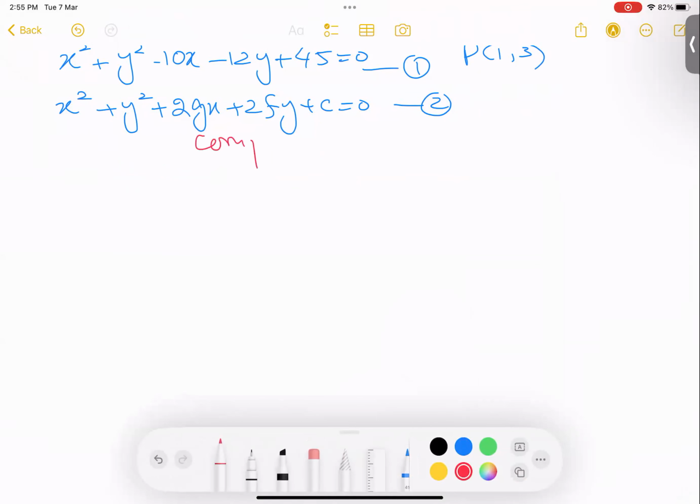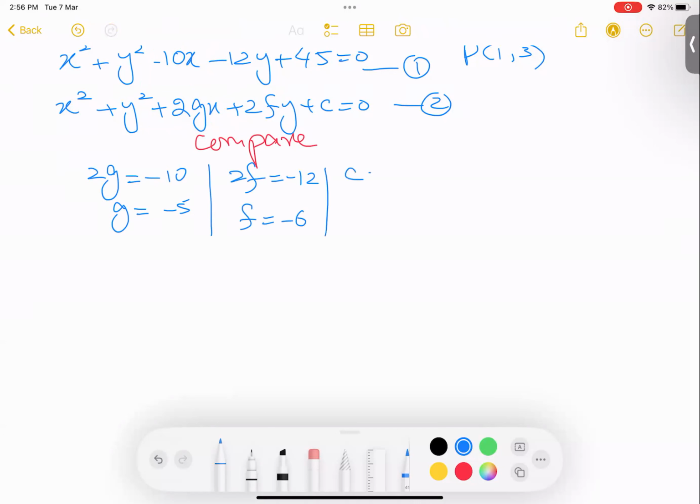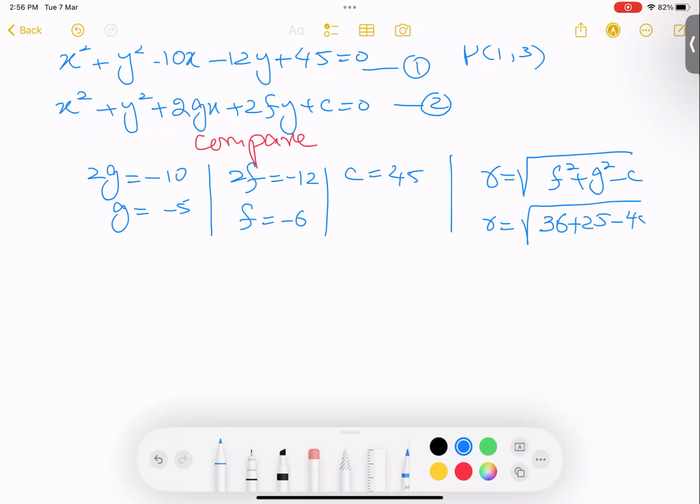All of you know that if we compare both equations, then what happens? 2g equals negative 10. Don't forget the negative sign, please. And g becomes minus 5. Now 2f is equal to minus 12, so f becomes minus 6. Now what is left? c is equal to 45. So I'm finding the radius now. The radius formula, all of you know, is the square root of f squared plus g squared minus c. f squared is 36, g squared is 25, and minus 45.